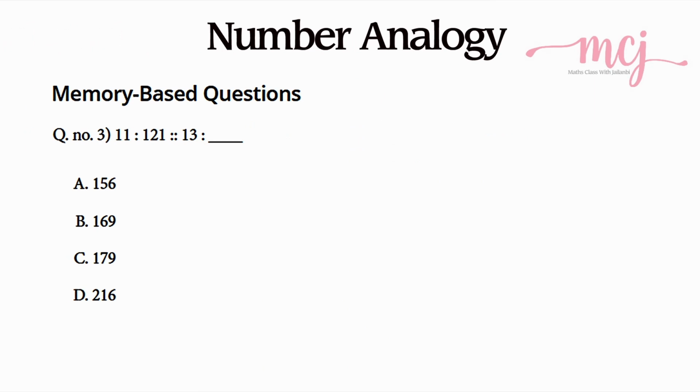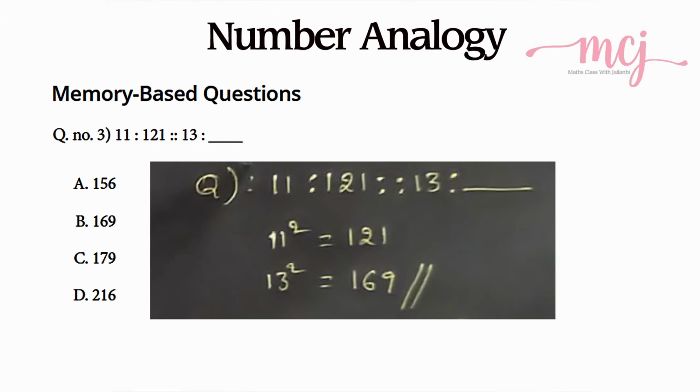Next, memory based questions. Here we have the example: 11 is to 121, 13 is to question mark. Here we have some options. Let us find the answer. The answer is clearly B, 169, as 11 squared is equal to 121. Therefore, 13 squared is equal to 169.